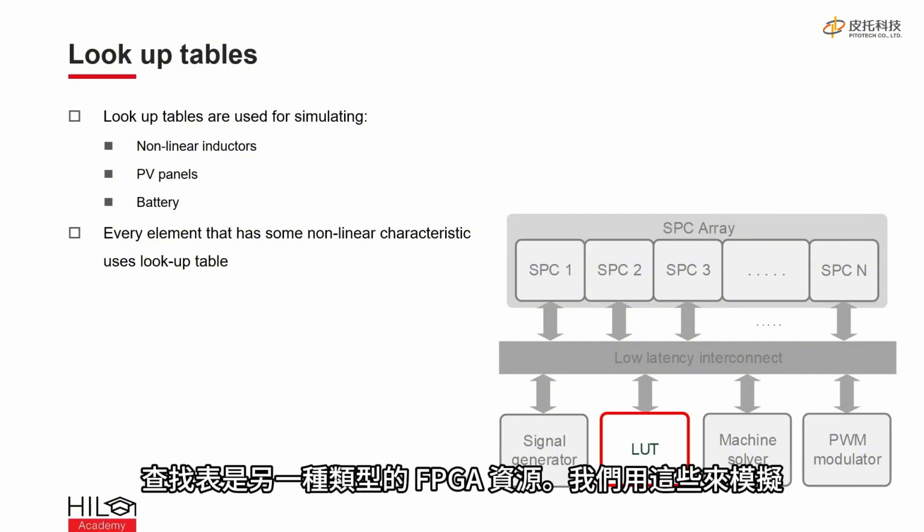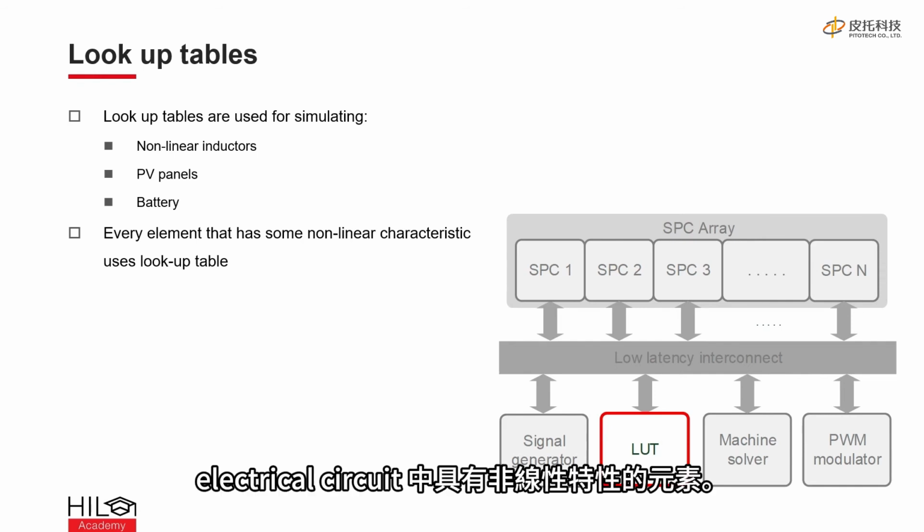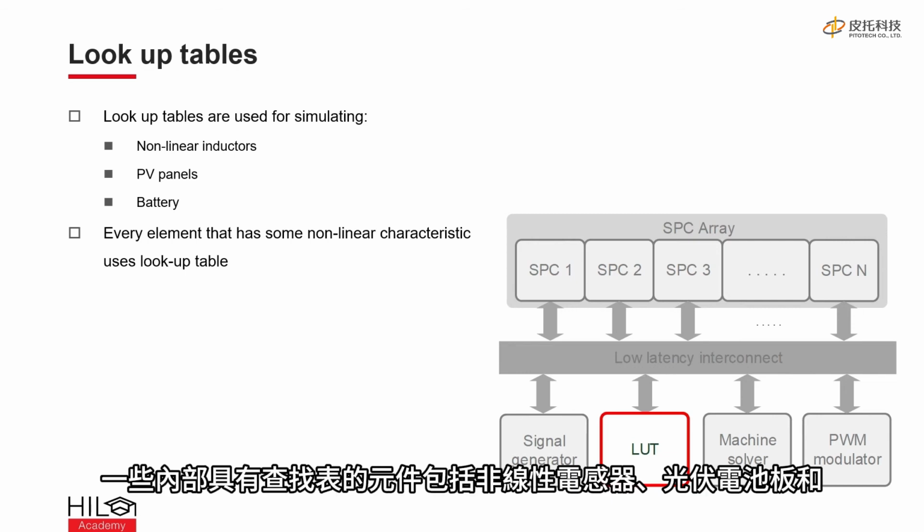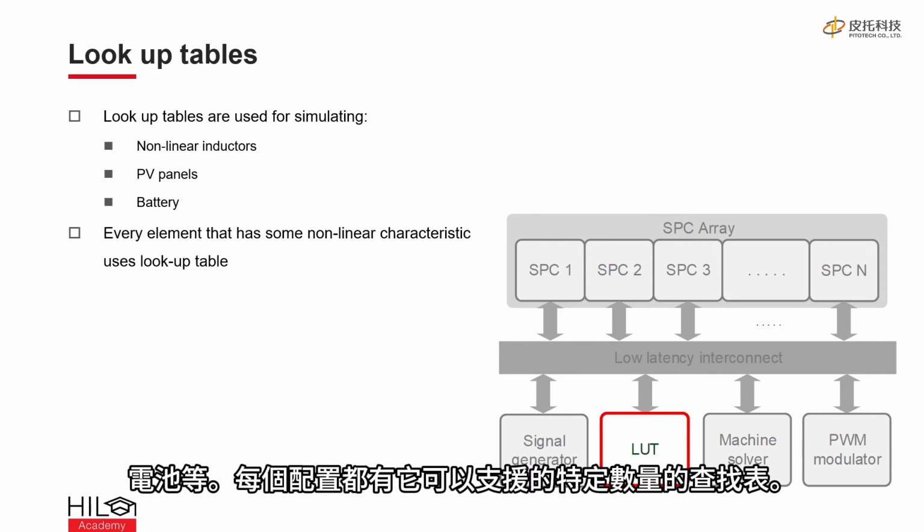Lookup tables are another type of FPGA resource. We use these to simulate elements within an electrical circuit that have nonlinear characteristics. Some elements that have lookup tables within them are nonlinear inductors, PV panels, and batteries, among others. Every configuration has a specific number of lookup tables it can support.